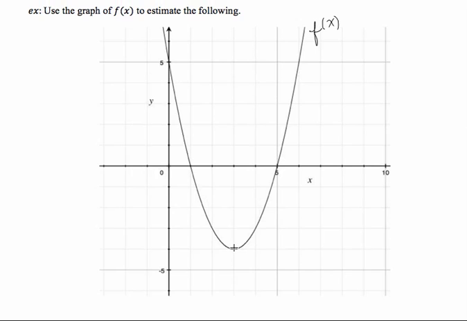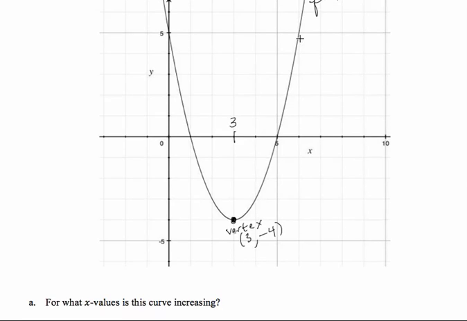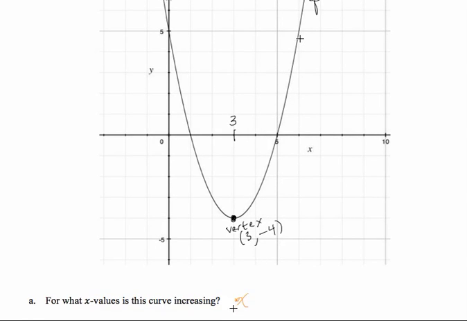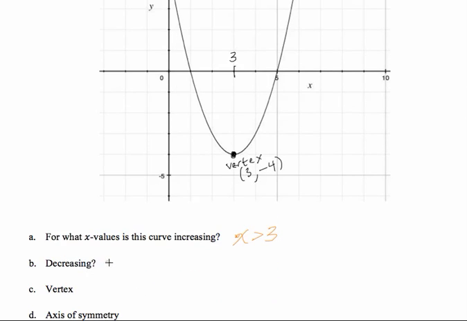Well, it starts going up right here at that vertex, so let's go ahead and find the vertex. Looks like the coordinates, each tick mark represents 1, so 1, 2, 3, and then the y coordinate is -4. So it's increasing for x values that are greater than 3, because that's where it's going up from left to right. It's increasing for x greater than 3 and decreasing over here where x values are less than 3. The function is going down.